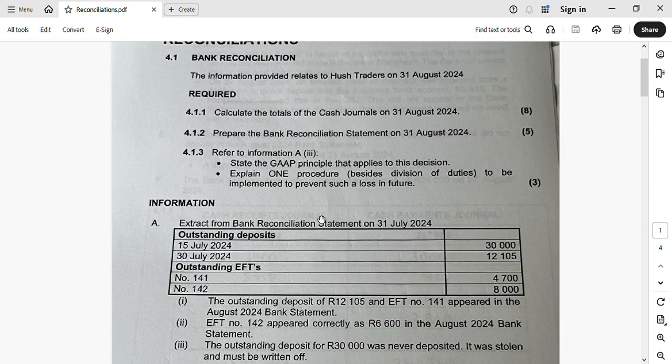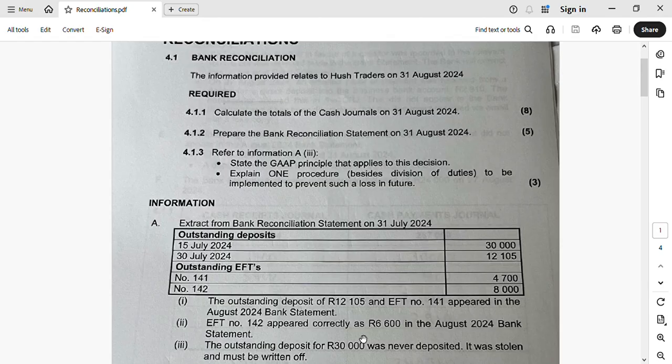The first thing they give you is an extract from last month's bank reconciliation statement. So these entries here were all the things that had not been recorded last month. They then tell you that the outstanding deposit of 12,105, that's this one, as well as the EFT, that's this one, have now appeared in the bank statement. That means those entries are no longer outstanding, so you leave them out.